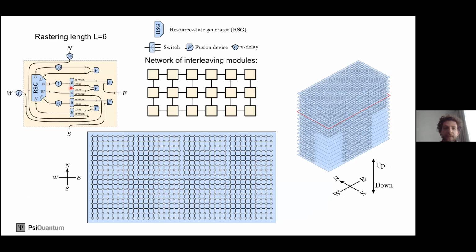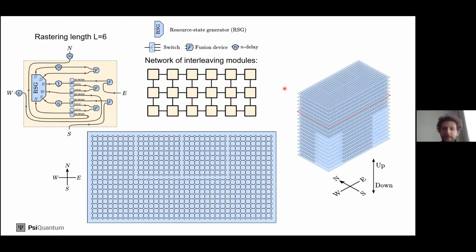Before, I showed you an interleaving module with 30 delays and 900 delays, but these were just example numbers. In general, we have L delays, we have 1 delays, L delays, and L squared delays, where this number L is called the rastering length. For now, let's look at an interleaving module with L equals 6. So there's a 1 delay, a 6 delay, and a 36 delay. These will be our interleaving modules, and we'll consider a network made of 18 of these modules arranged in a 6x3 grid.